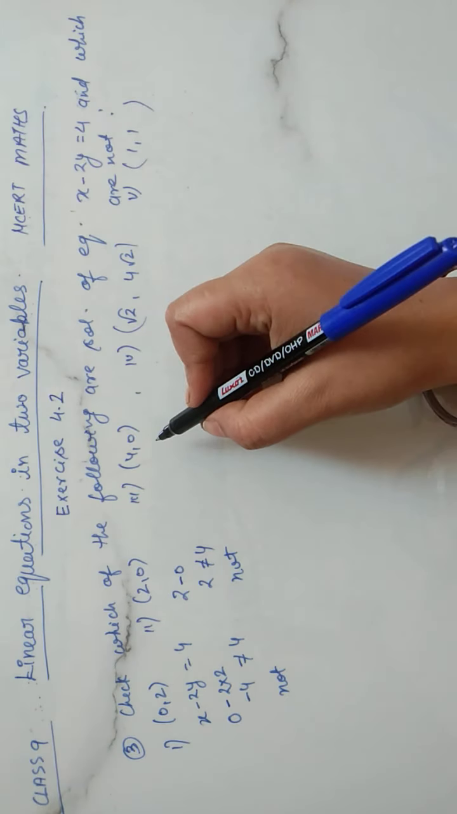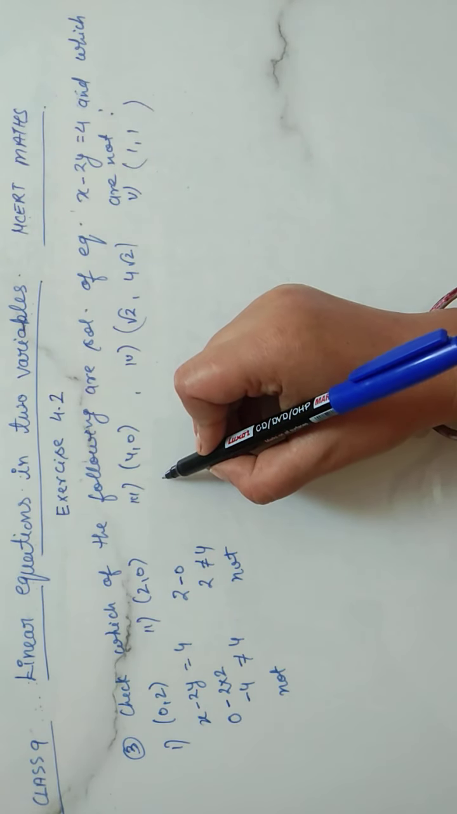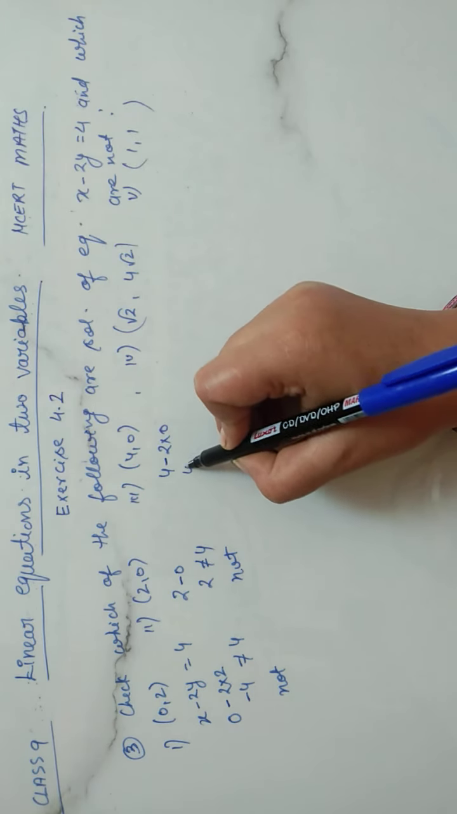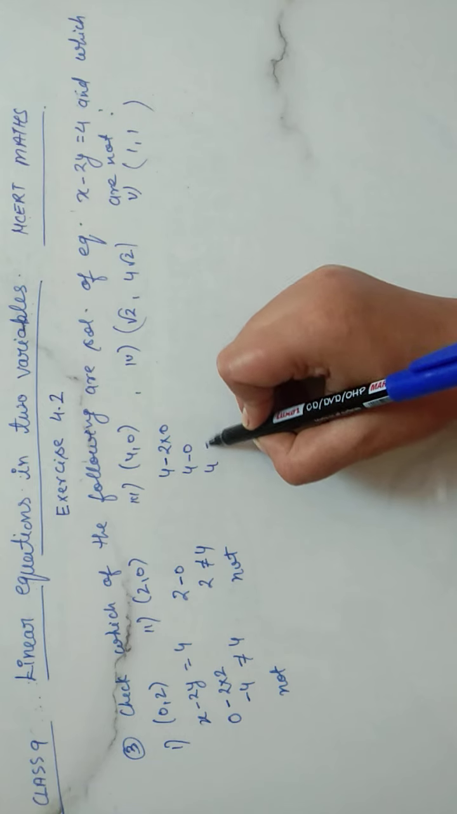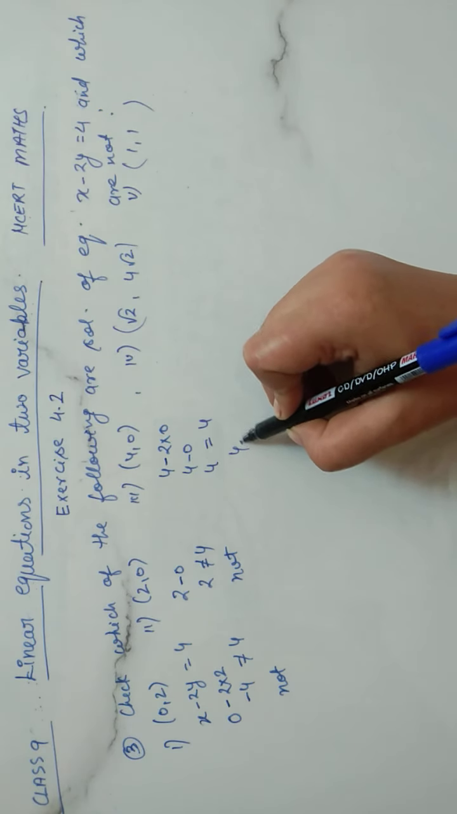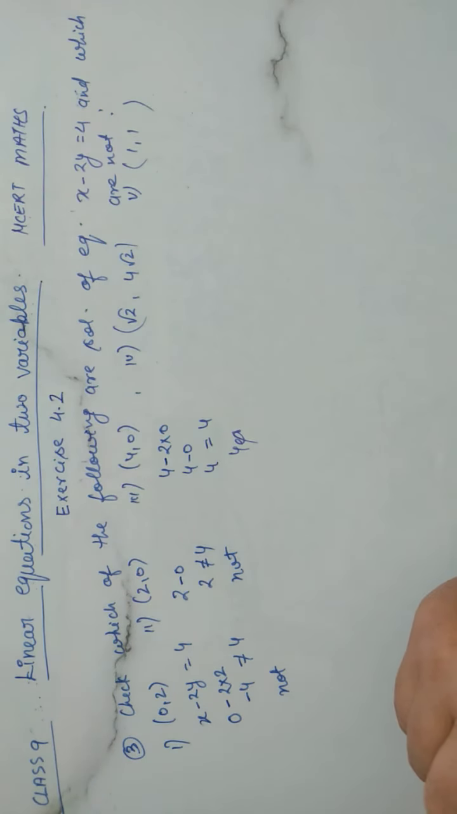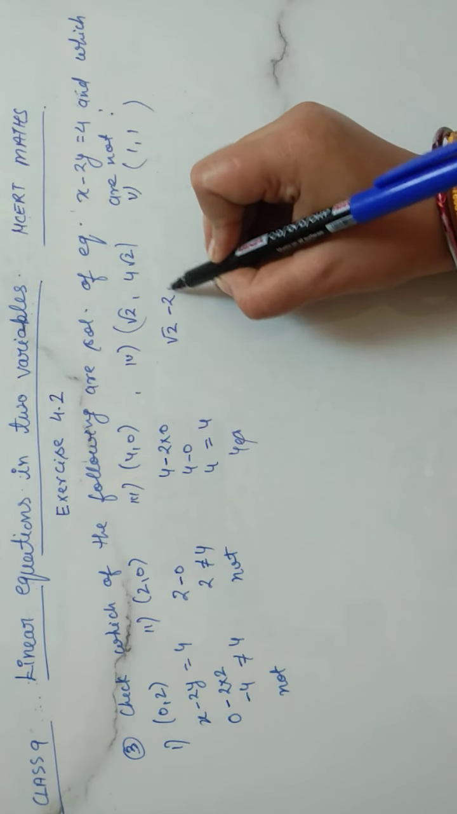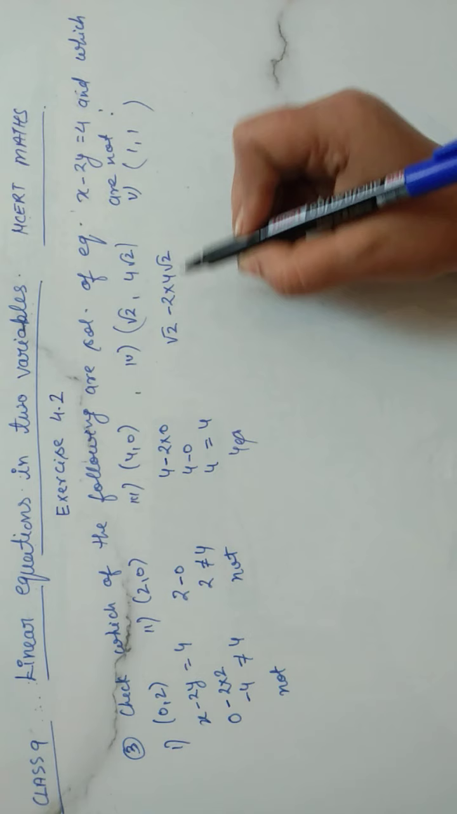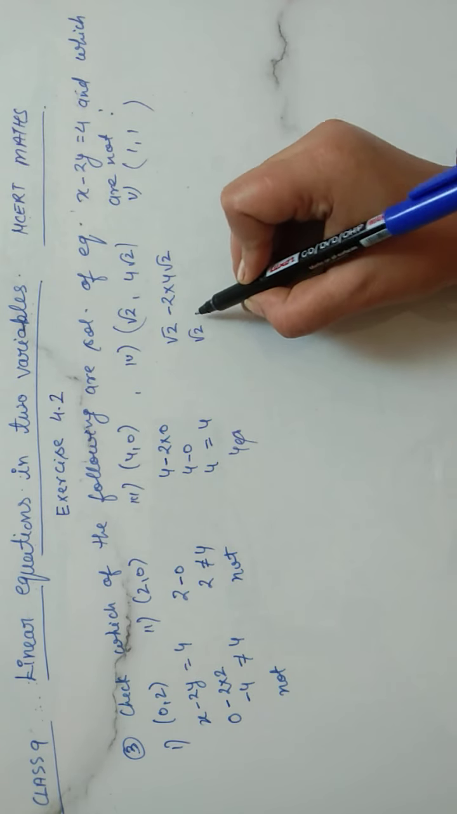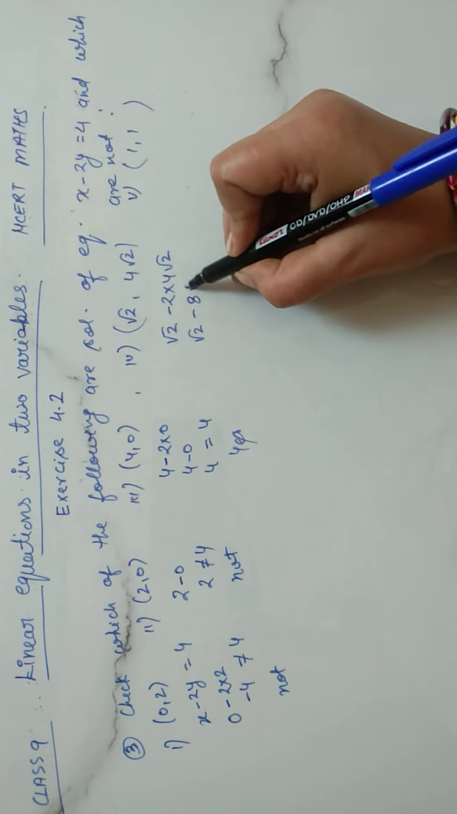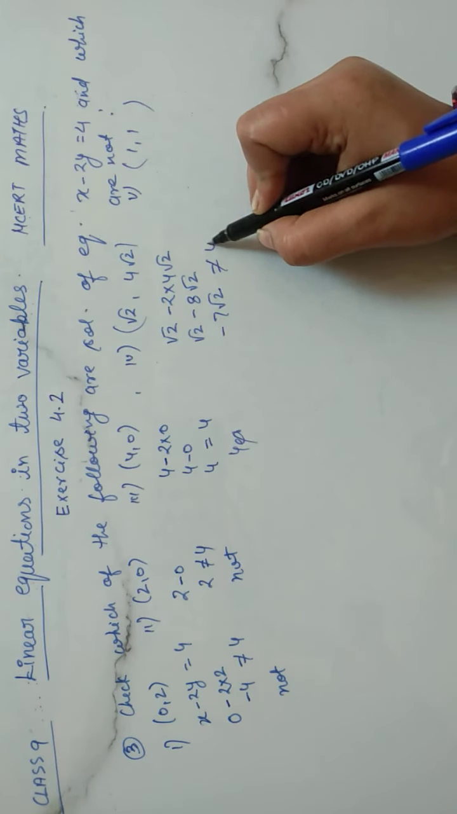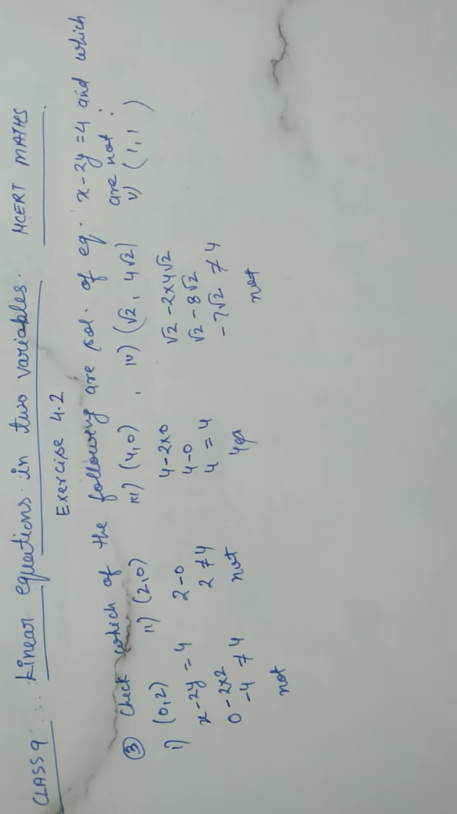Now I will check the third one. Instead of x, I am putting 4, and instead of y, I am putting 0. So 4 minus 0, I am getting 4. So it is equal to 4. So yes, it is a solution. Similarly the next one: root 2 minus 2 into 4 root 2. When I solve it, it is root 2 minus 8 root 2, or minus 7 root 2. So it is not equal to 4, so it is not a solution.